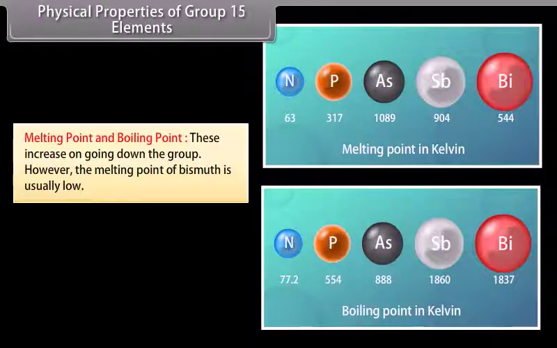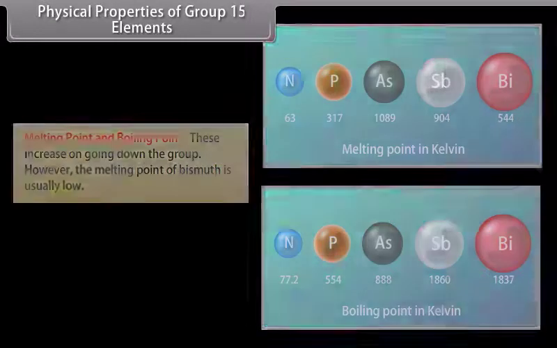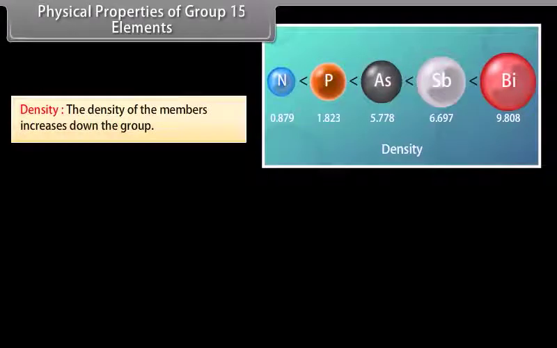This may be due to the greater tendency of bismuth to form 3 rather than 5 covalent bonds. Thus, there are weak forces of attraction between their atoms in the solid state, responsible for its low melting point. Density: the density of the members increases down the group.